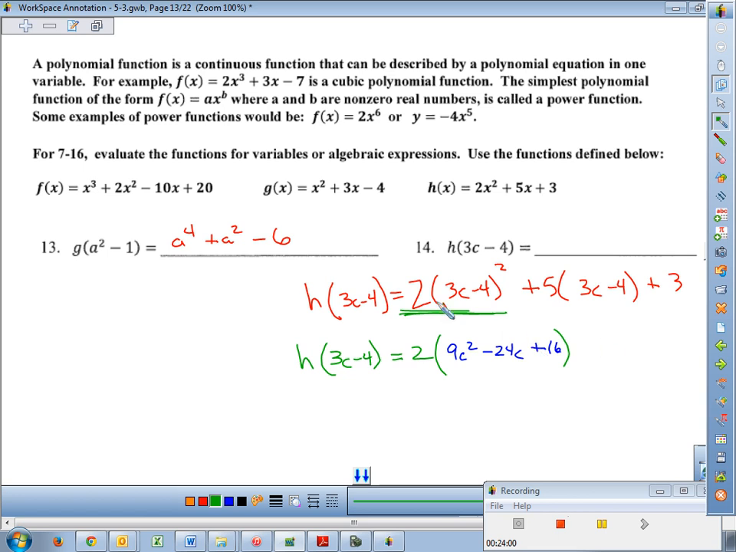Square the first guy and you get 9c squared. The product of those is negative 12c. I need twice that. And then square the last guy and get a positive 16 plus 15c minus 20 plus 3. Yep. Now, I'll just keep on keeping on. I distribute the 2 to all of these.